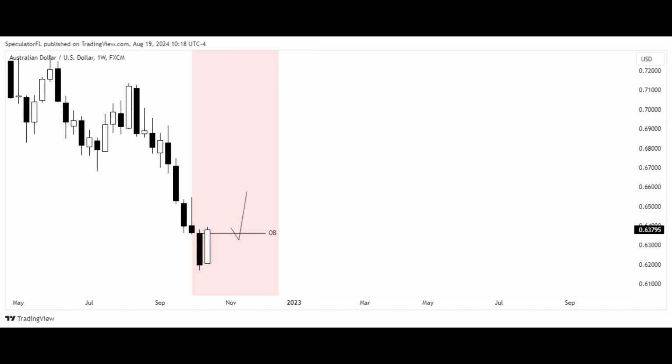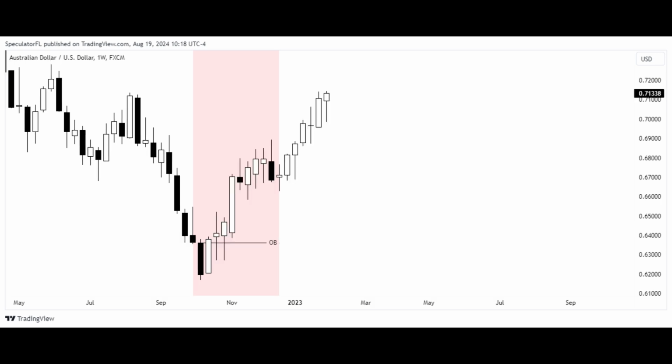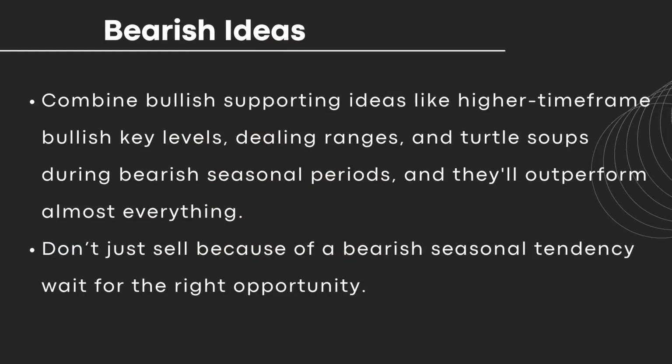You can see price formed this new order block right here inside this bullish seasonal time, right? And you can see this new order block is a bullish supporting trade idea, and now we're going to see if price forms higher prices or not, right, inside this bullish seasonal tendency. So you can see inside this whole time window, price did indeed respect the bullish seasonal tendency and the bullish trading ideas, and this order block worked and formed higher prices, right? Moving on.